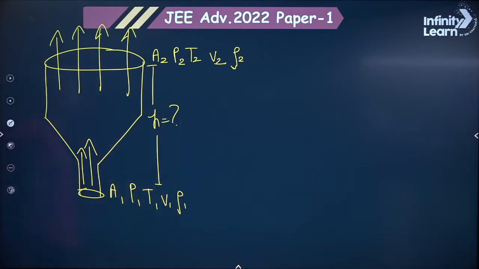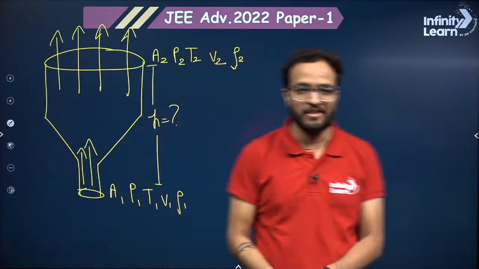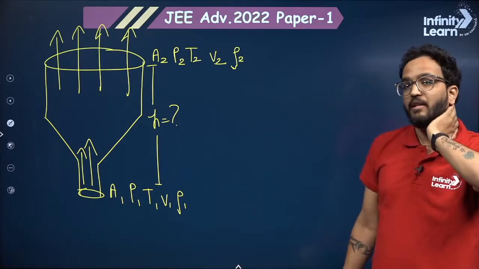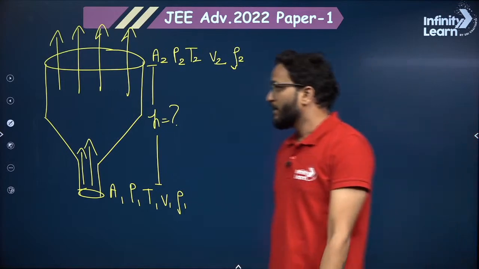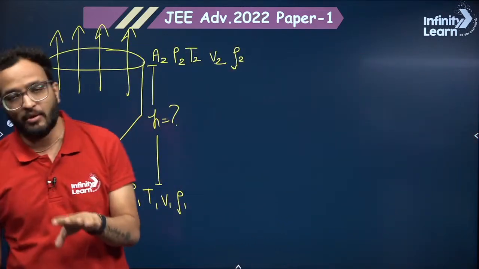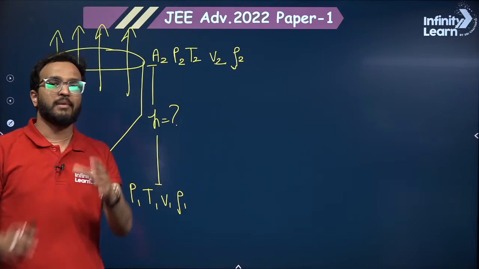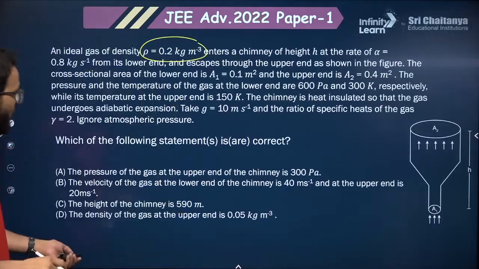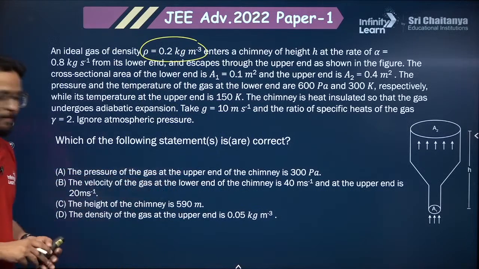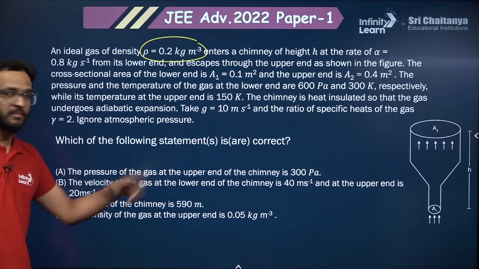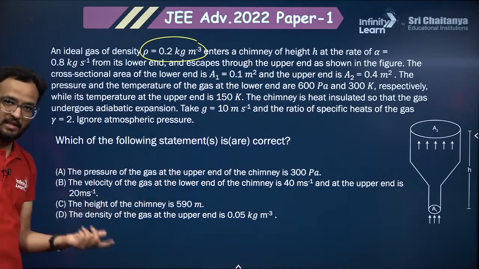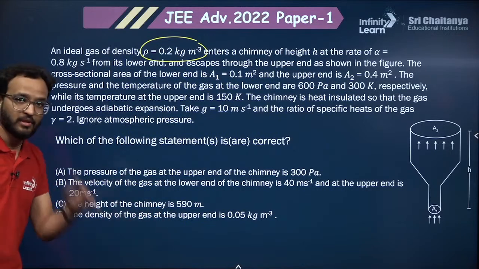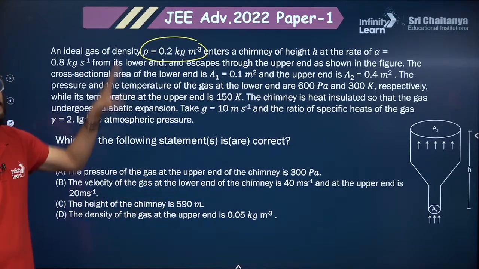Most of the students left this question, which was a wise choice, because solving it might take some time and it's a four option correct question. Whenever they ask multiple choice correct, sometimes they give numerical values. That means you have to solve for every option: pressure of the gas at the upper end of the chimney, velocity of the gas, height of the chimney, density of the gas. So there are technically four questions hidden in this particular question.